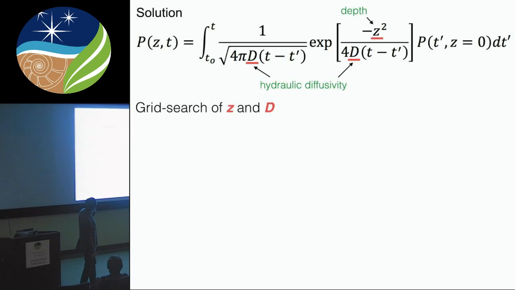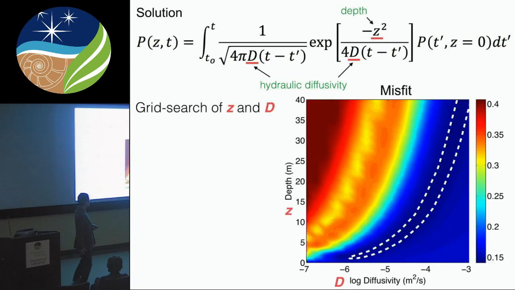And then all of the parameters with the red underline, those are the unknown parameters. So we know the rest of them, and then we don't know D and Z. So we can just vary D and Z and then see the prediction of this P, and then compare with our actual InSAR observation, and then we can determine what kind of depth and diffusivity we want.